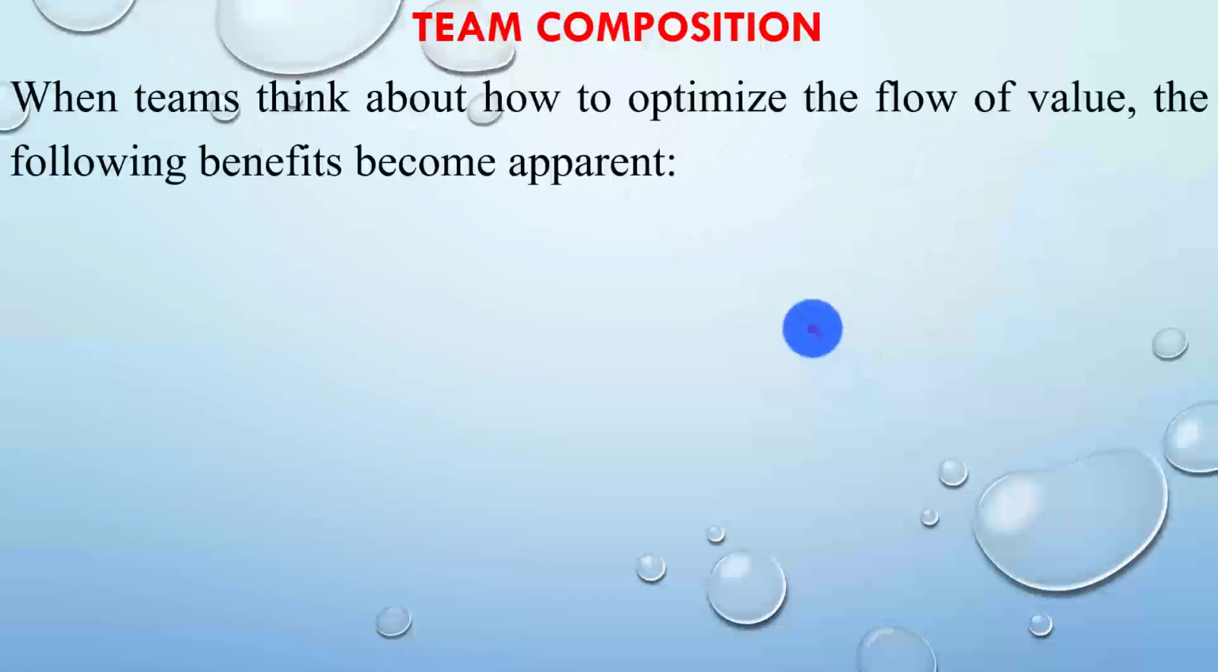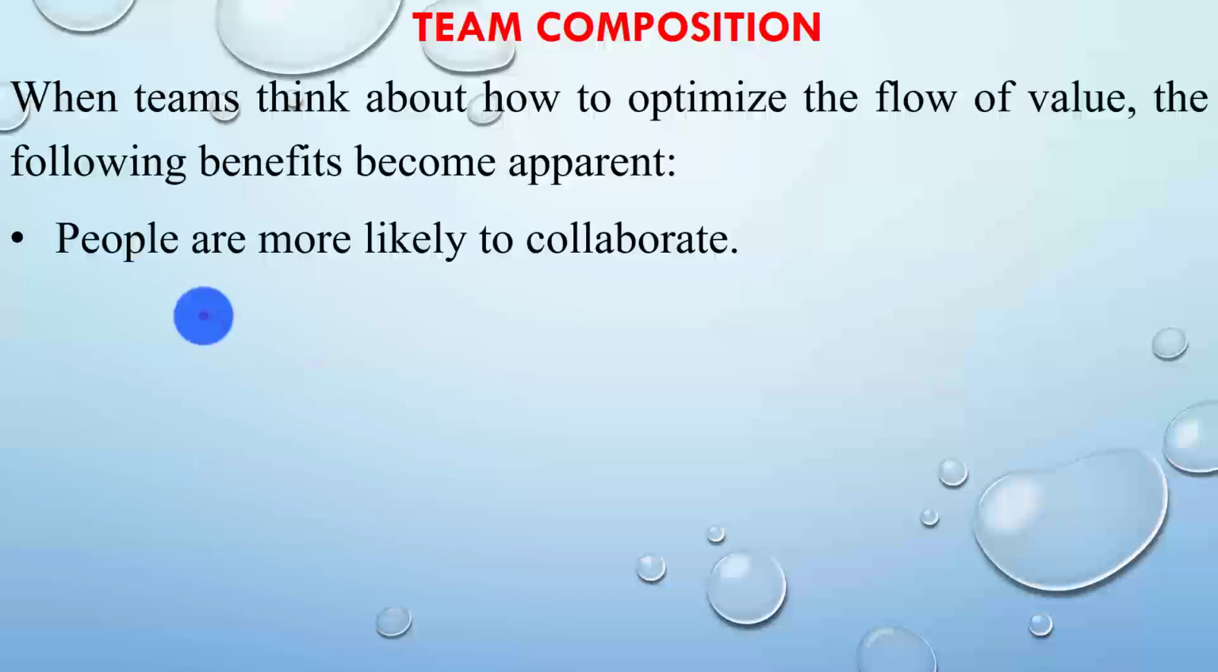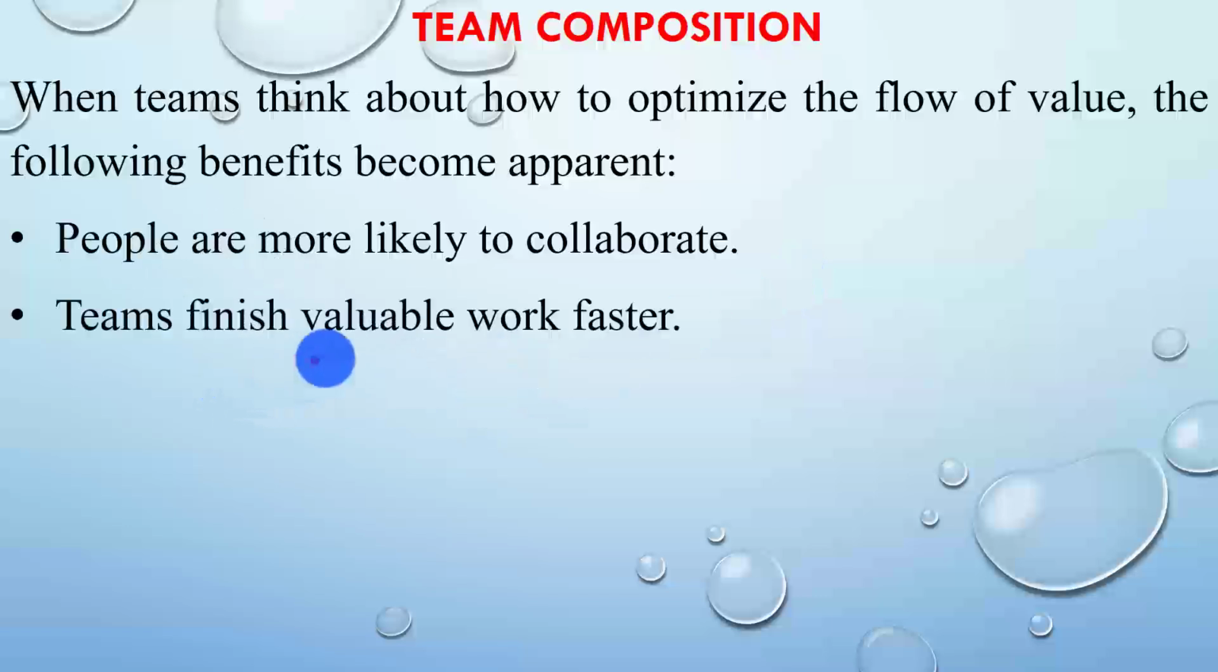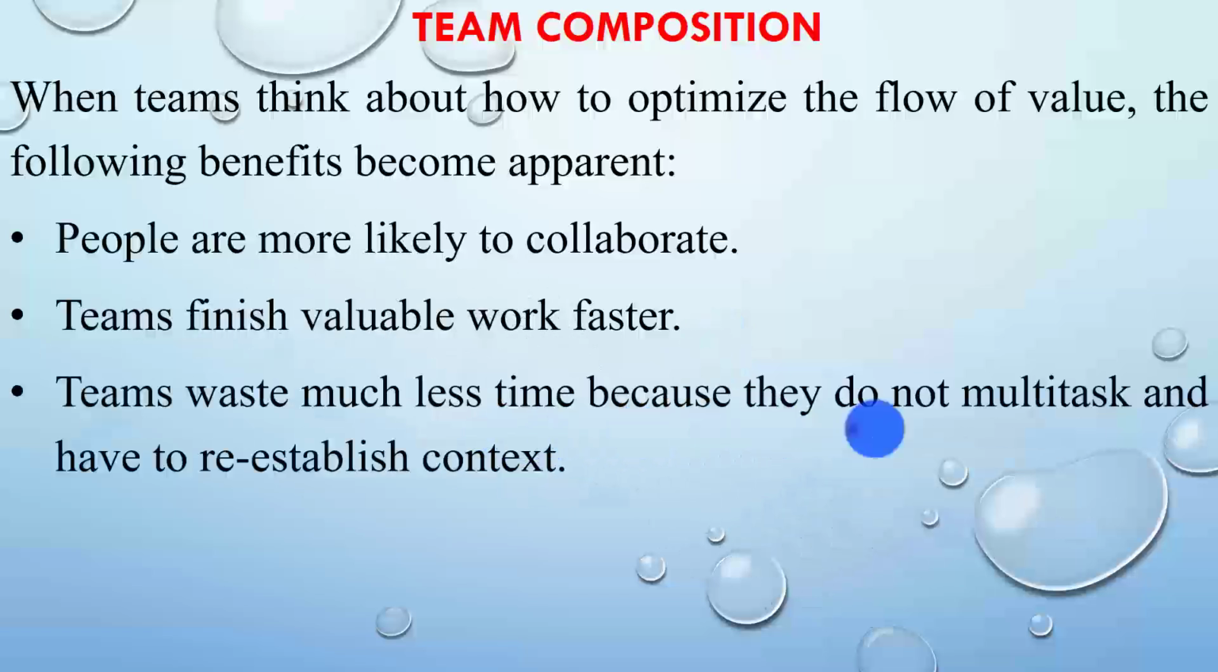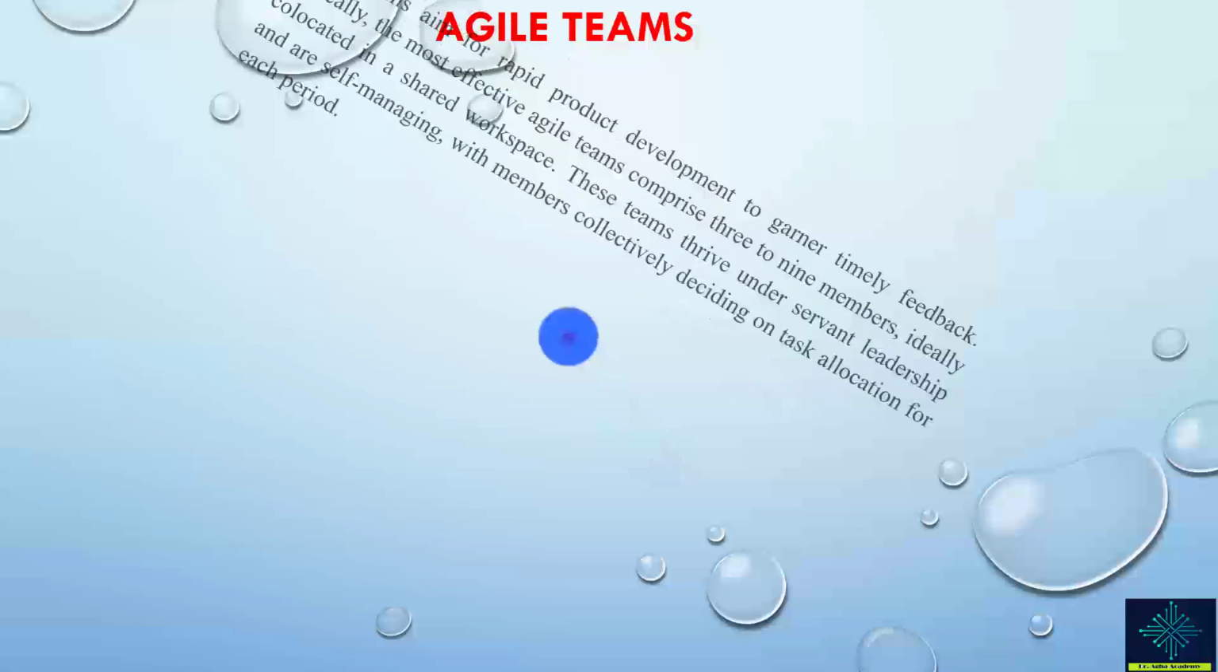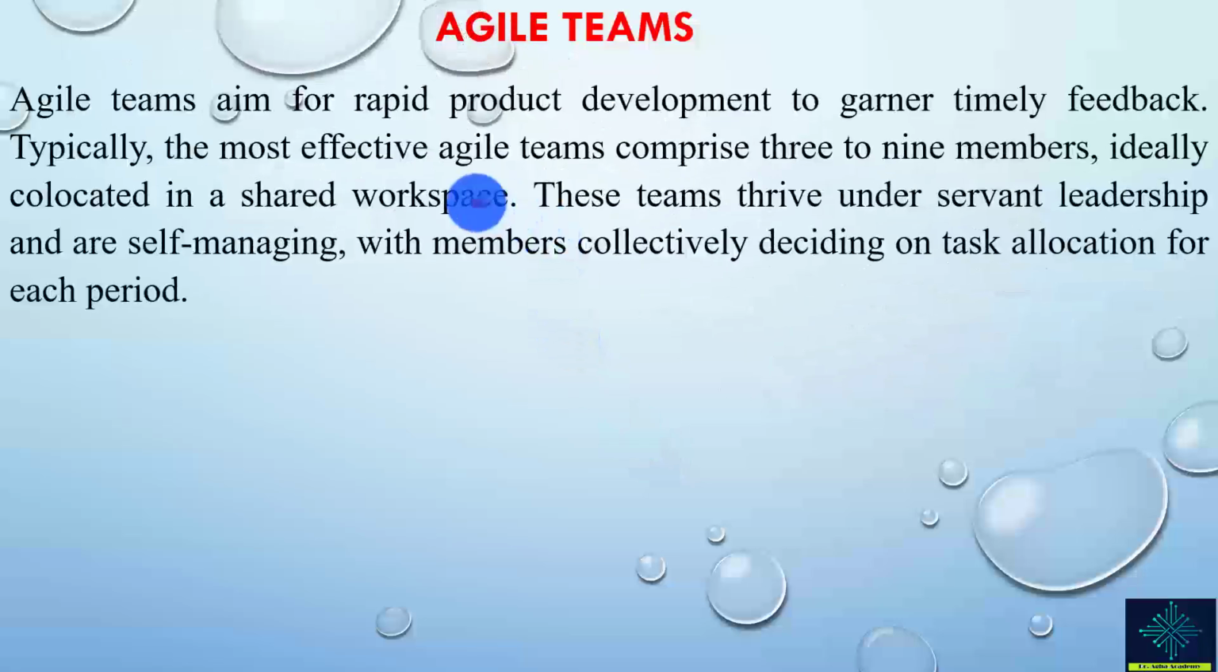When it comes to team composition, the teams think about how to optimize the flow of value. And we have the following benefits that will become apparent. People are more likely to collaborate. This is in the Agile environment. Teams finish valuable work faster, because there is more emphasis on the valuable work. And teams waste much less time because they don't multitask and have to re-establish the context. No or little multitasking is there, so not much time is wasted in multitasking.